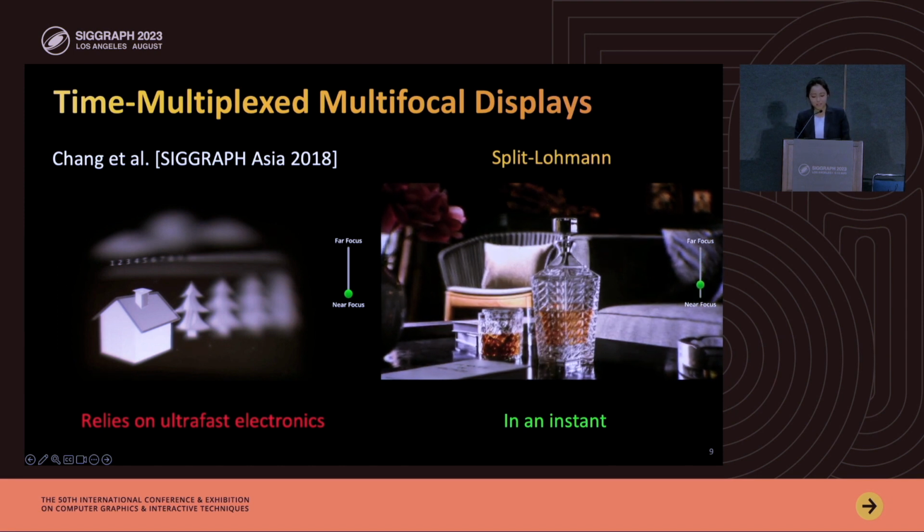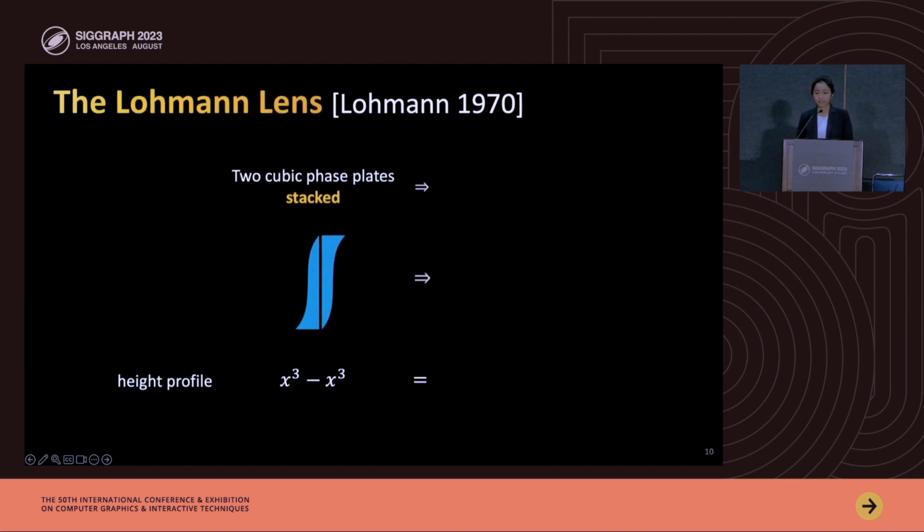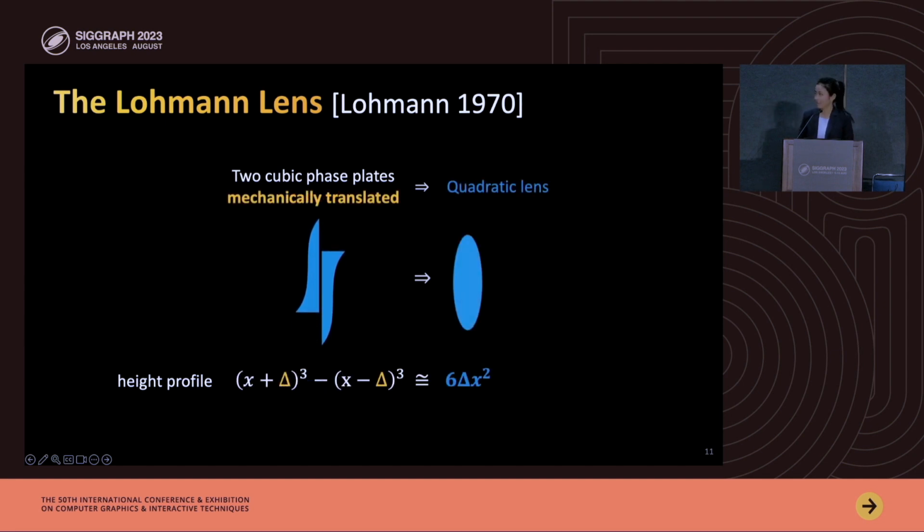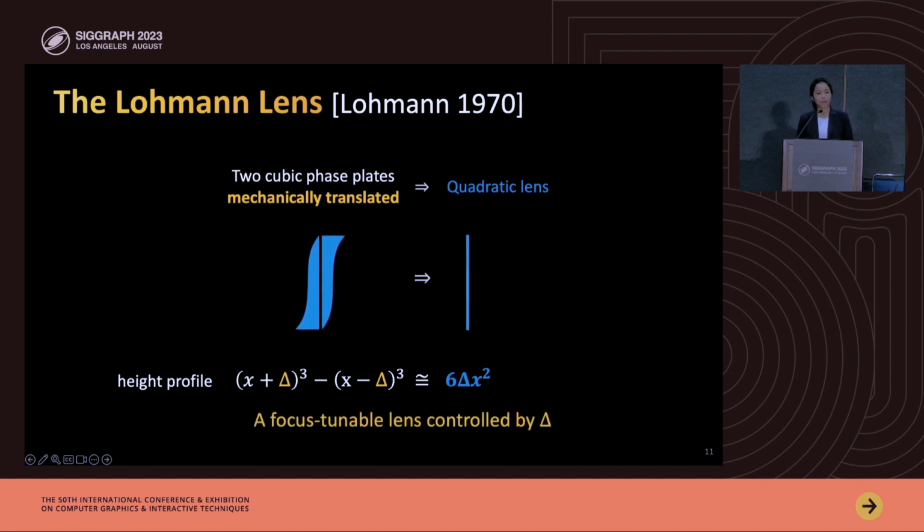So how does the Split-Lohmann lens work? To understand this, we need to go back to the 70s when Adolf Lohmann introduced the idea of his namesake lens, the Lohmann lens. A Lohmann lens consists of two cubic faceplates. In their normal position, the two cubic faceplates cancel out. However, when they are translated with respect to each other, they produce a lens. A Lohmann lens is a focus tunable lens whose focal length is controlled by their amount of relative translation, with greater translation producing smaller focal length lenses. Because it's a focus tunable lens, a Lohmann lens can be used to create a multifocal display.